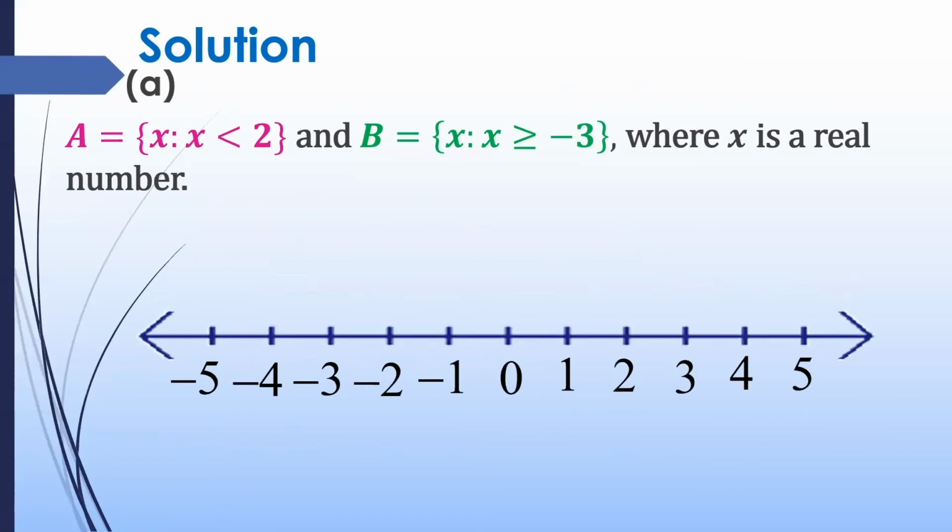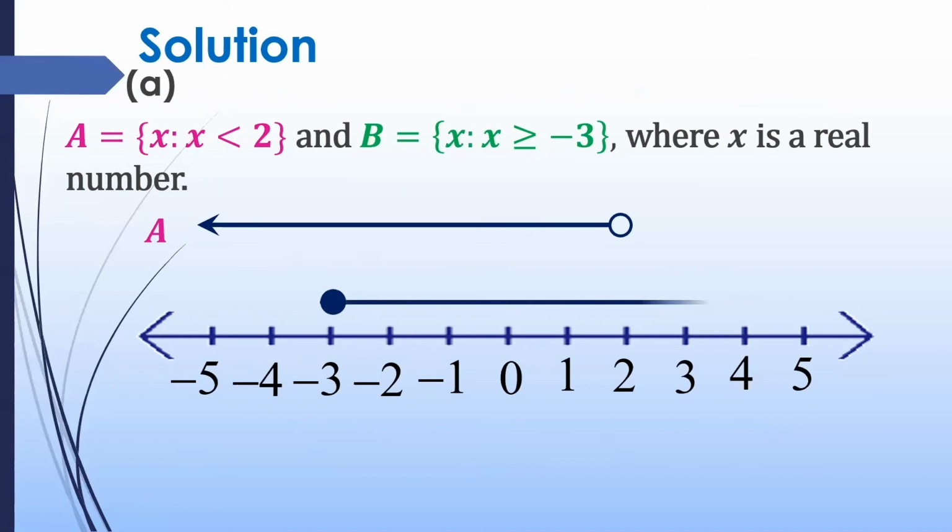I'm sure by now you know how to do this. So I have an unshaded circle at 2, and my arrow would point to the left for the set A. Now for set B, I will have a shaded circle at -3, and my arrow would point towards the right. This is for set B.